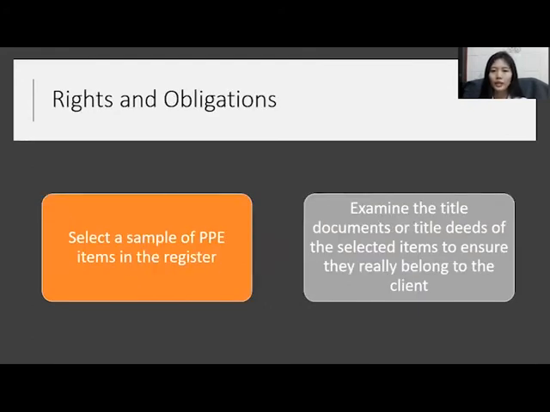Rights and obligations. The rights and obligations assertion tests whether the client has the right and ownership of all PPE shown on the financial statement as at the reporting date. Tests of rights and obligations in the PPE audit include selecting a sample of PPE items in the register and examining the title documents or title deeds of the selected items to ensure that they belong to the client.